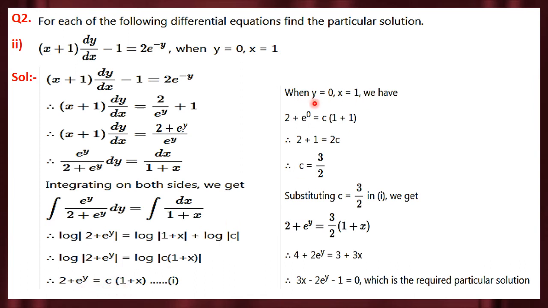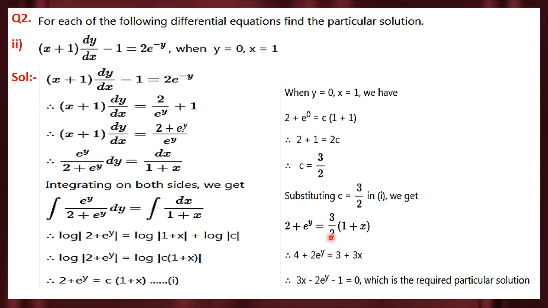Now when y equal to 0 and x is equal to 1, we will get 2 plus e raised to 0 is equal to c into 1 plus 1. So e raised to 0 is 1. So 2 plus 1 is equal to 3. 3 is equal to 2c, or c is equal to 3 upon 2. Now we will substitute this value for c in the equation 1.